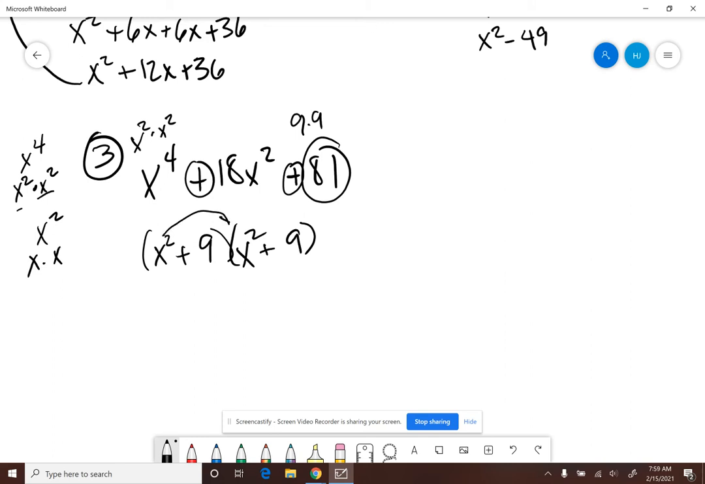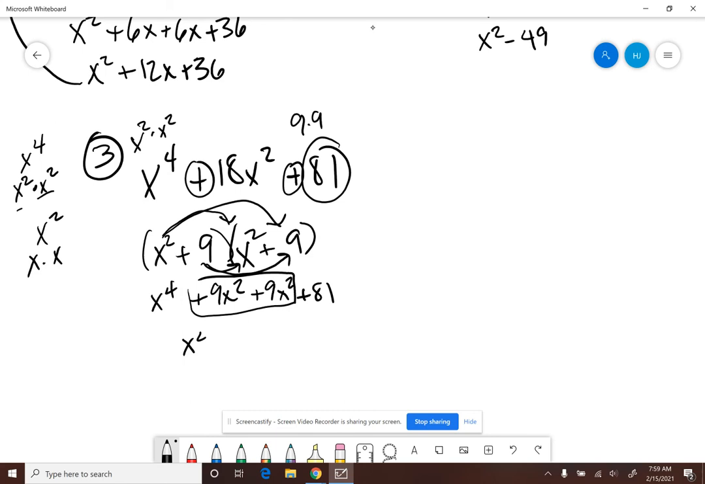So if we take x squared times x squared, we end up with x to the fourth. X squared times 9 makes 9x squared. 9 times x squared is 9x squared again. And 9 times 9 is, in fact, 81. And notice what happens here. My middle terms, they are like terms. So x to the fourth plus 18x squared plus 81. I come right back to the same answer that I started with.